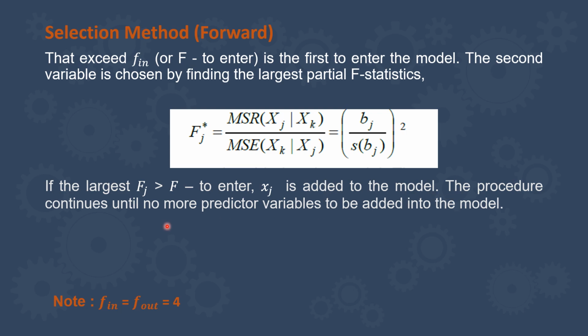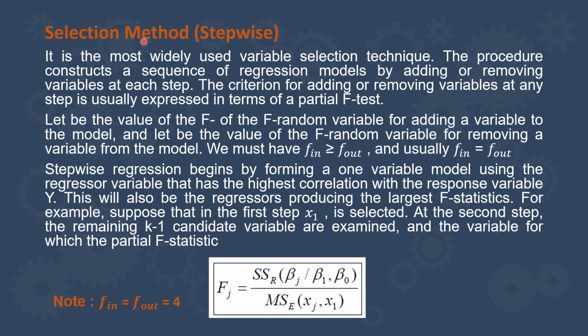So the procedure will continue until there are no more predictor variables to be added into the model. So that's how the forward selection method works. Finally, we have stepwise regression, which is a combination of both backward and forward methods. It adds and removes predictors simultaneously, and it is the most widely used variable selection technique.